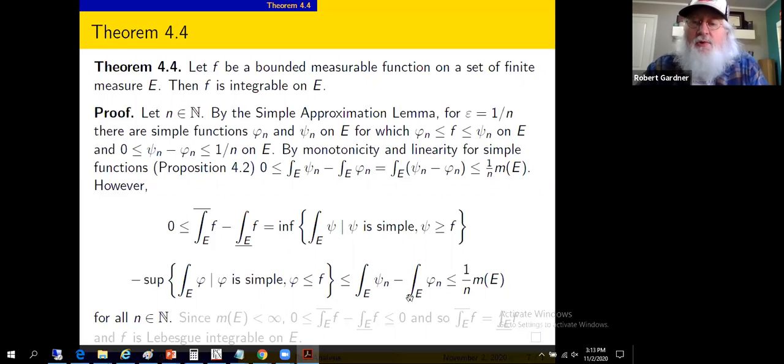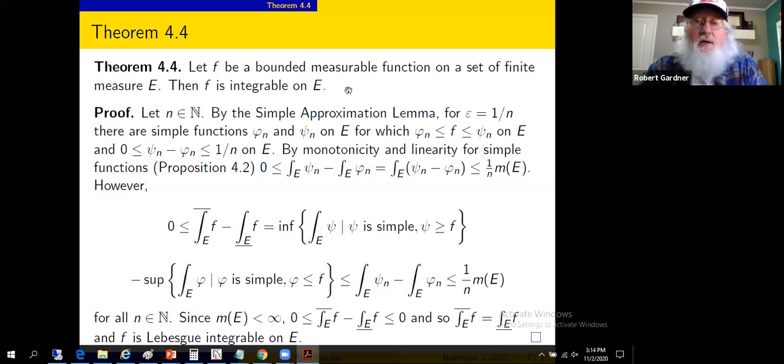Now we've got the integral of psi sub n minus the integral of phi sub n. And we saw upstairs that that difference of integrals is less than or equal to 1 over n times the measure of E. And you can do this for any natural number n. That is, you can find the psi sub n's and phi sub n's that satisfy this. Okay. We know the measure of E is finite, because we're dealing with a set of finite measure, class 1 of functions.